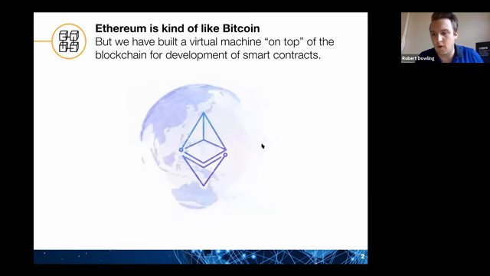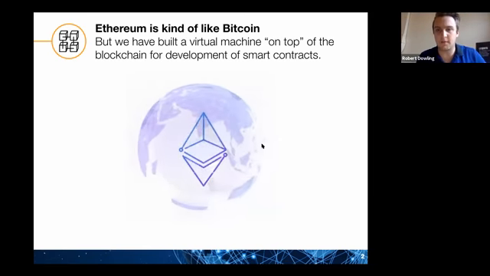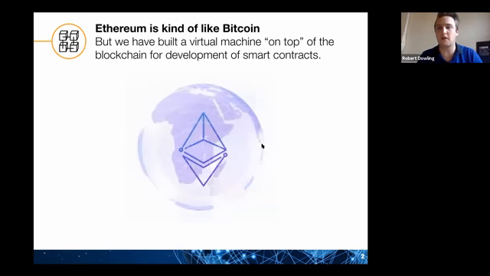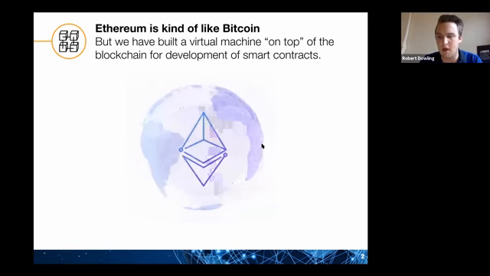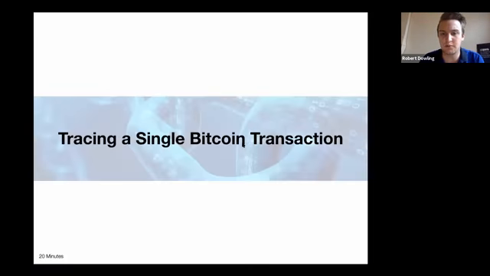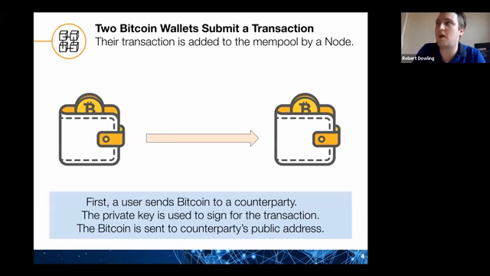First of all, what is Ethereum? Well, it's kind of like Bitcoin, but we have a virtual machine on top of this blockchain. So just as a brief review, how does a single Bitcoin transaction get approved? The reason why we need to talk about this is that Ethereum has two different types of transactions. The first is very similar to how Bitcoin's transactions go through, and then the second is a little bit different. So we'll talk about that later.